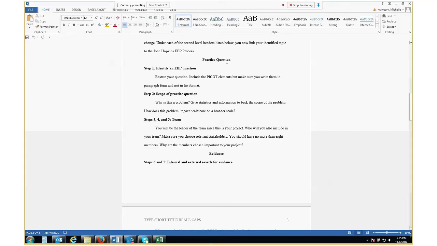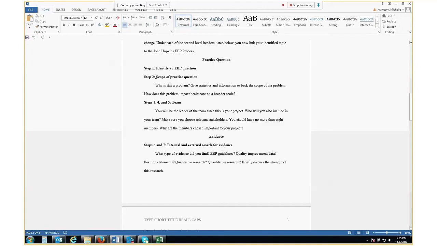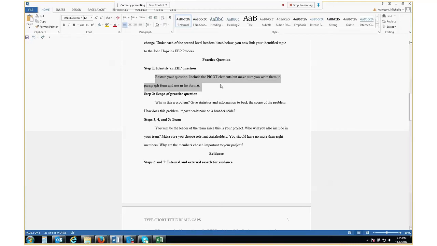So this first one, your first level heading is the practice question. You do not have to change the level headings. This is appropriate. All of these are done. So do not change these. Again, you will just highlight this, and then you will backspace, and then you will start writing your information that's in here. So on step one, you're going to restate your question.